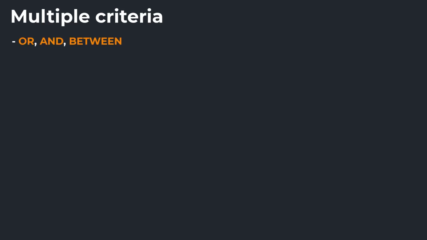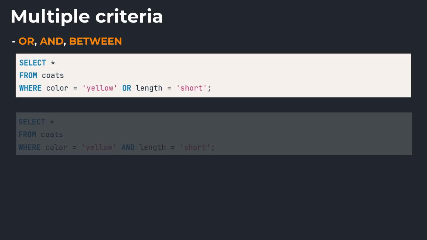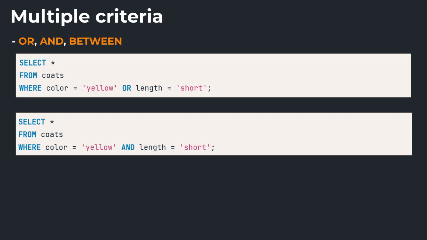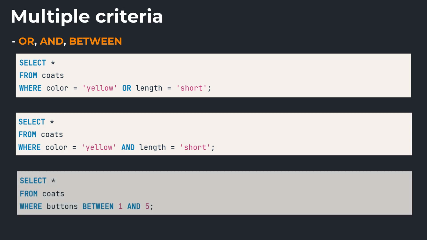These are OR, AND, and BETWEEN. In the context of our coats, we could look at coats where the color is yellow or the length is short, or we could filter for coats where both criteria are true. We can also look for coats that have between 1 and 5 buttons. The first keyword we will look at is the OR operator.